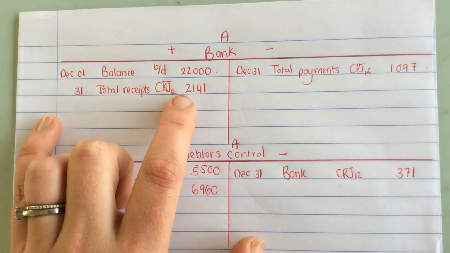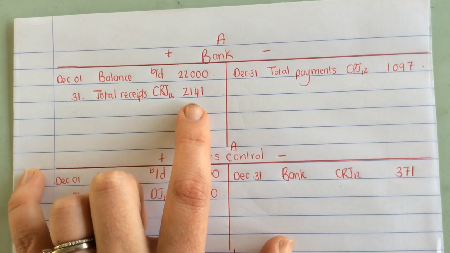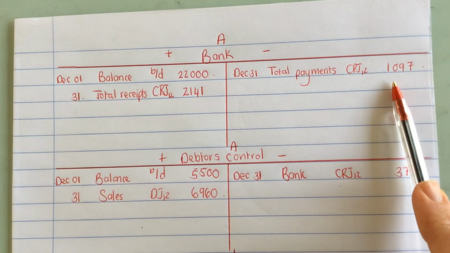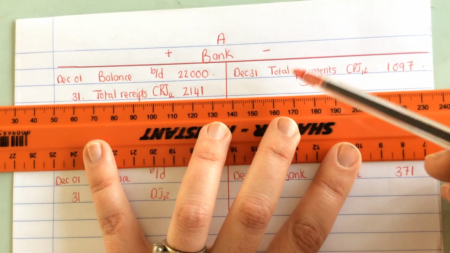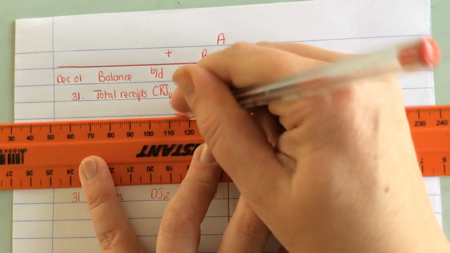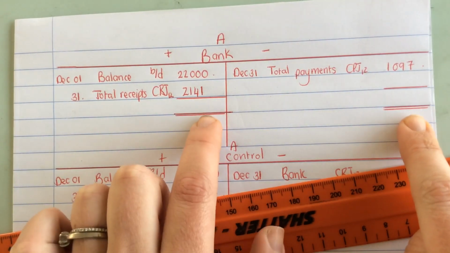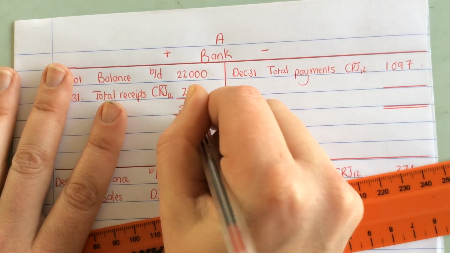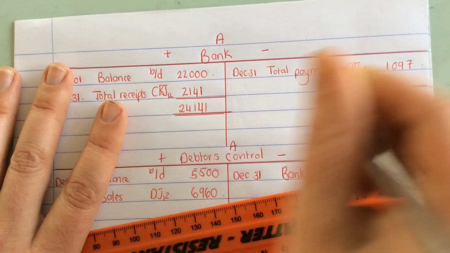So we're going to take 22,000 plus 2,141, which gives me 24,141. That is definitely bigger than the total on the other side, which is 1,097. To make both sides equal to the larger total, the side that's smaller, make sure you leave a space. We call this total my balancing total. Balancing total must be in the same row and in blocks. Okay, so it's 24,141.